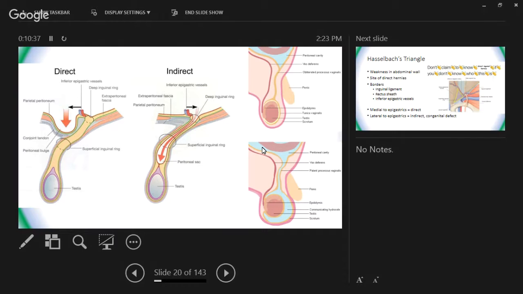And the inguinal canal is basically where the testes form embryologically in the abdomen. The inguinal canal is what the testes go through to get to the scrotum. So yeah, that's all I have to say about that.